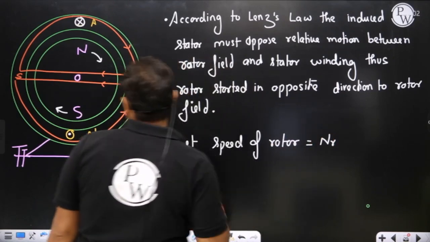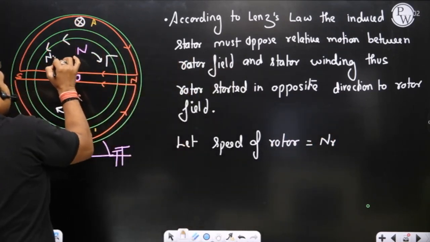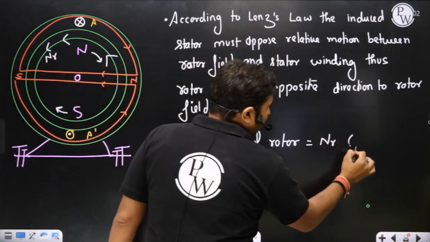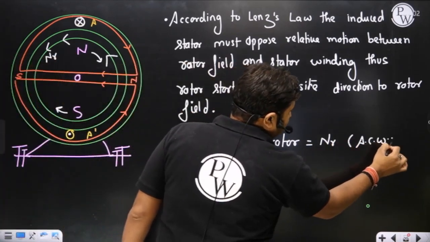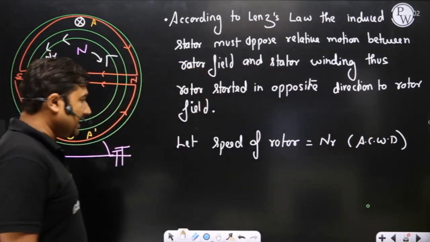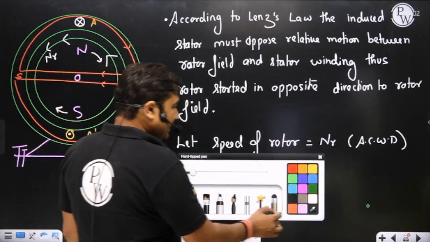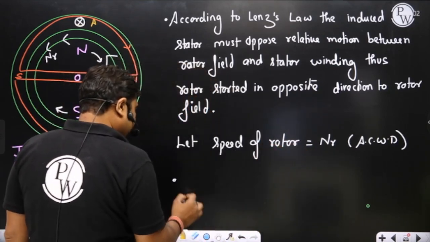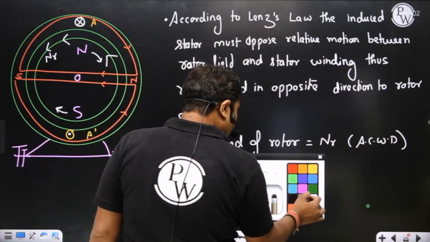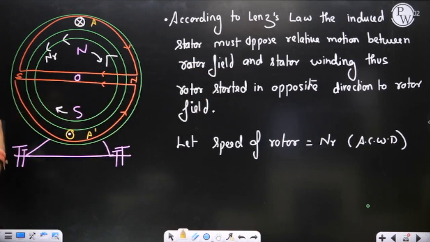In which direction? Sir, in an anti-clockwise direction. It will start rotating in an anti-clockwise direction. If the field is in a clockwise direction, then Nr is in an anti-clockwise direction, sir. So that is the speed of the rotor in an anti-clockwise direction, that is Nr. Have you noted up to this part?